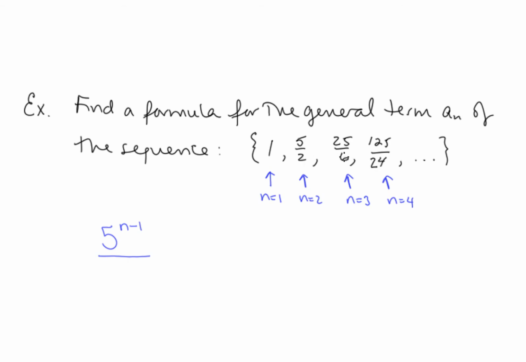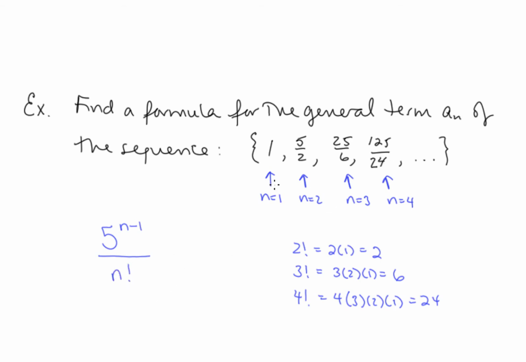We should start to recognize these as n factorial. 2 factorial is 2 times 1, that's 2. 3 factorial is 3 times 2 times 1, that's 6. 4 factorial, 4 times 3 times 2 times 1, that's 24. So we recognize that here we have n factorial.